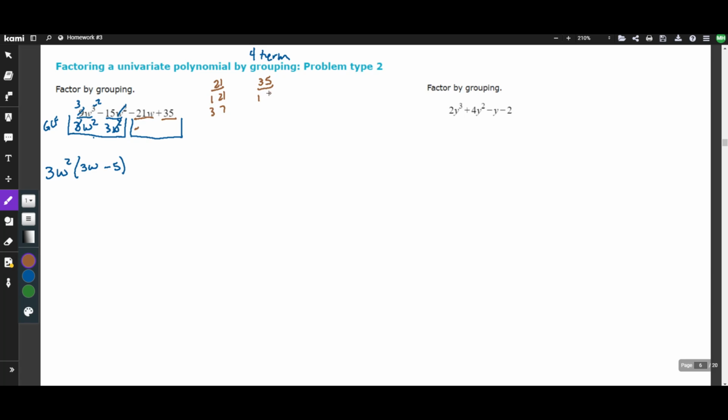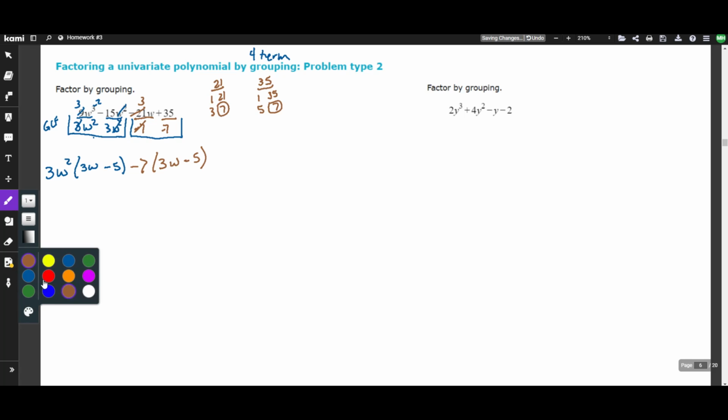35 is 1 and 35. 2 doesn't go in there, 3 doesn't go in there, 4, 5, and 7. Looking at those 2 lists, my biggest number is 7. So I'm going to divide out a negative 7 from both of these. I don't have letters for both of them, so all I can take out is that negative 7. So I'm going to be writing my GCF, negative 7, and then I have to reduce these fractions. A negative 21 divided by negative 7 just becomes a 3. I still have that W. Positive 35 divided by negative 7 is a negative 5.